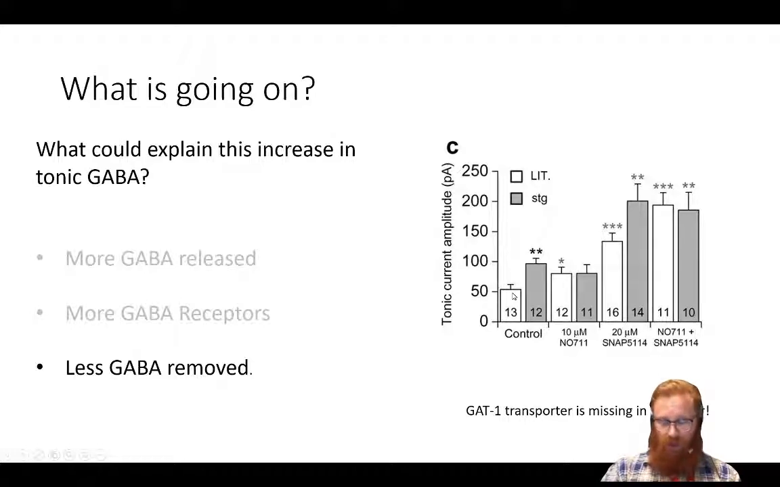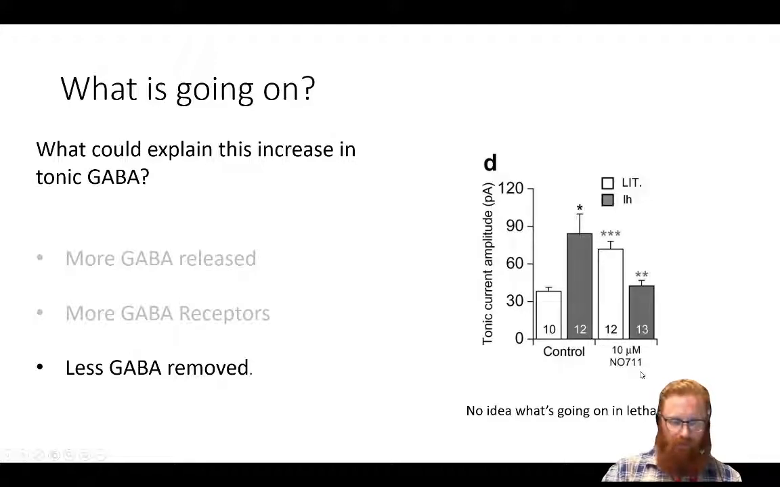Now, that was in the Gears rat, which is the gold standard model of absence epilepsy, but even in the Stargazer, which is not a great model of absence epilepsy, you get the exact same pattern. In the control, we see the increased tonic current. When you apply NO711, the tonic current goes up in the control, but not in the epileptic mice. When you put on SNAP, the tonic current goes up in both groups, and even in the presence of SNAP, NO711 has no effect. So the GAT1 transporter appears to be missing.